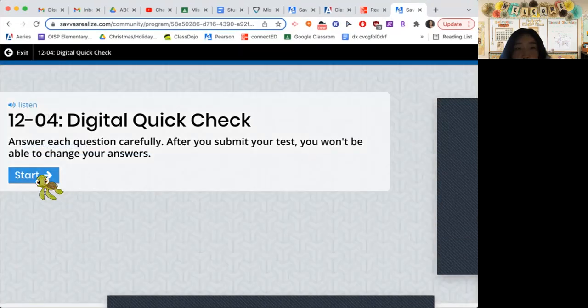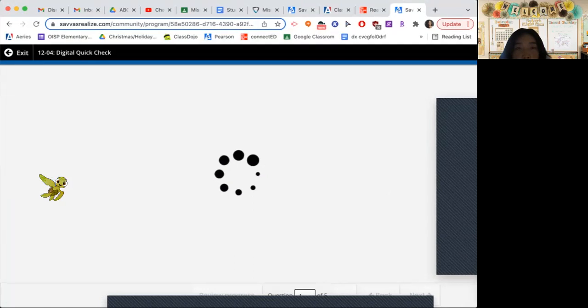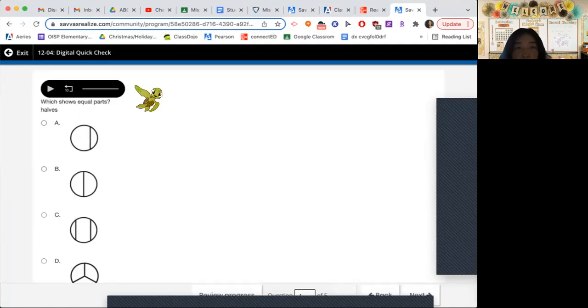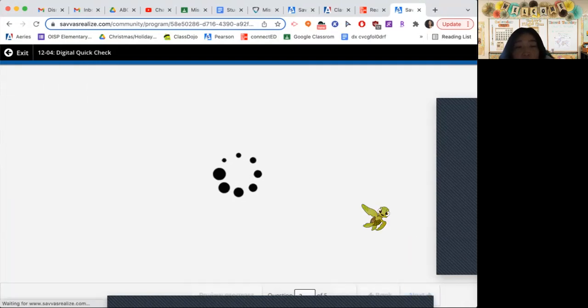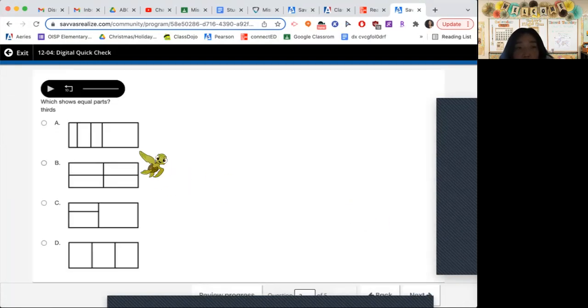Here we go. Okay, which shows equal parts? A, B, C, or D? Which one is equal? D. You would want to share that pizza together equally. Okay, which of these are equal parts in thirds? A, B, C, or D? Into thirds. Thirds, because there's 3 slices. 1, 2, 3. D. Very good.